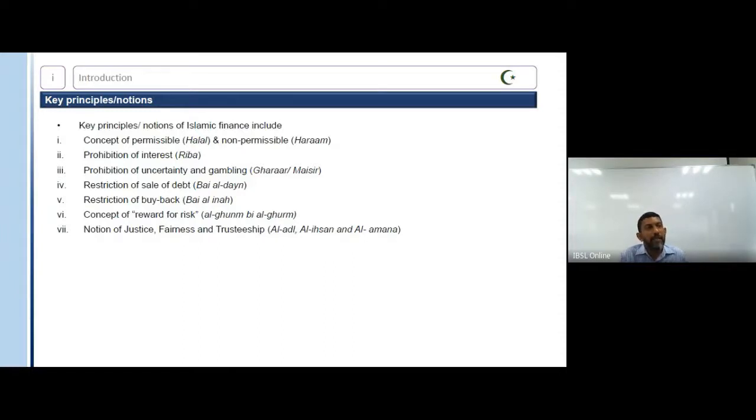So people who are in the industry, who are in financial institutions which offer Islamic banking, you may want to remember these words. But for exam purposes, they are not very important, although we will do an exercise on it as we go on.